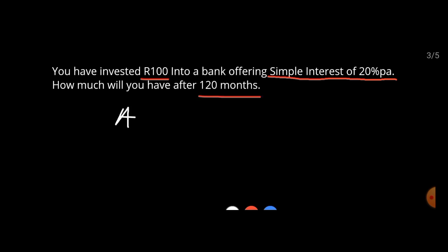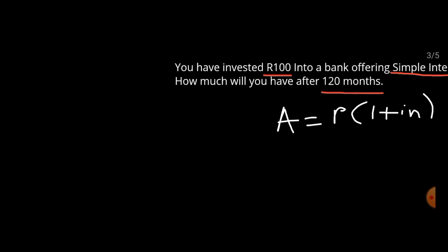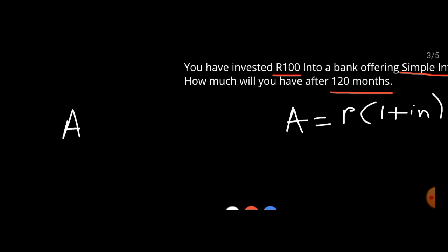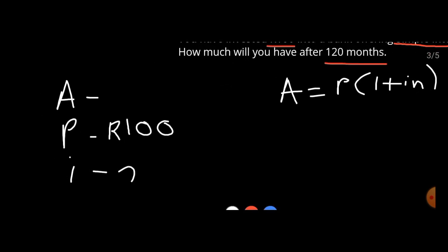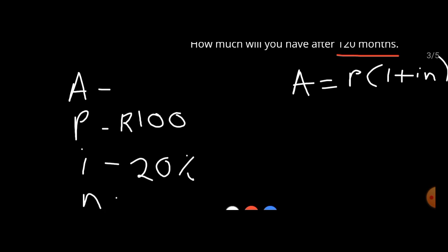They have already given us a clear formula: A is equal to P into 1 plus i n. Now we lay out our data aside. P is our principal amount, they said you invested 100 rand. That's the initial amount, 100 rand, the principal amount. Then the interest rate they said is 20%, which we convert to a decimal for the formula, and then the n, which is the period, they gave us 120 months.